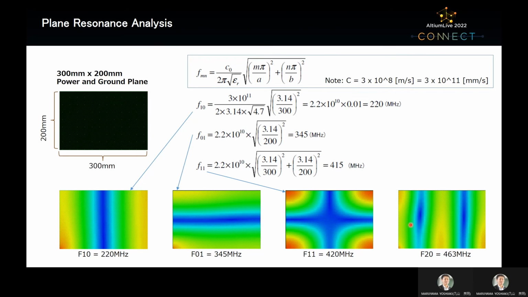When the resonance frequency increases in this way, it resonates with a complex voltage distribution. It is possible to calculate resonance of such a simple rectangular plane, but in actual PCB design, the plane has a more complex shape.